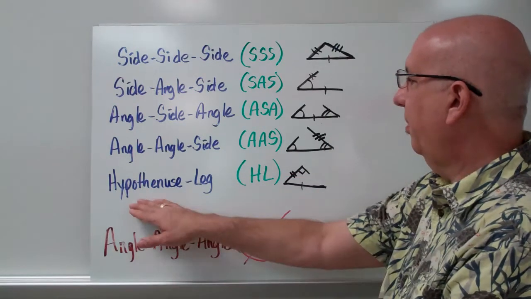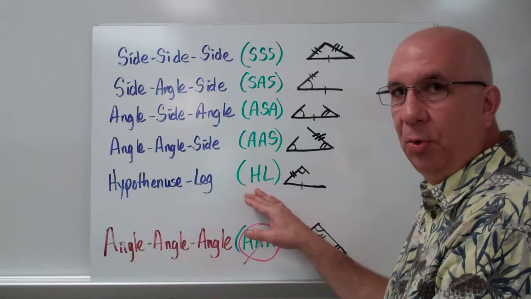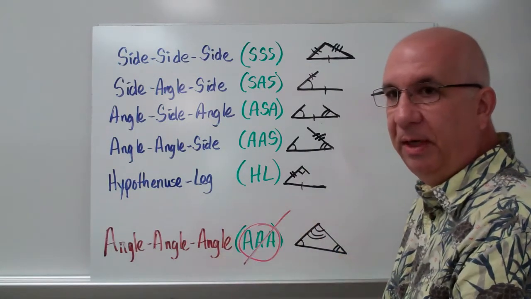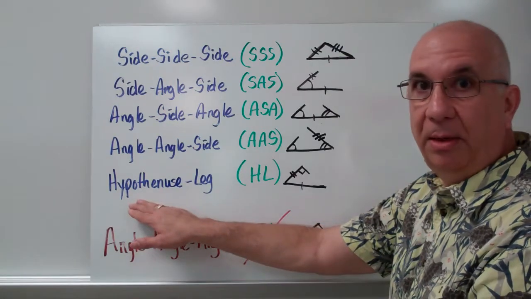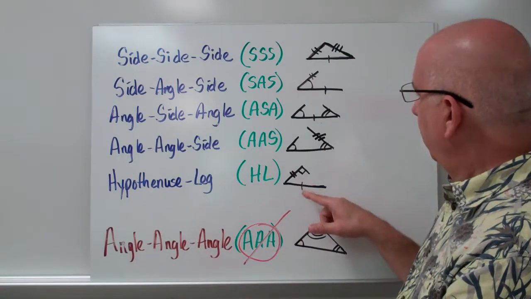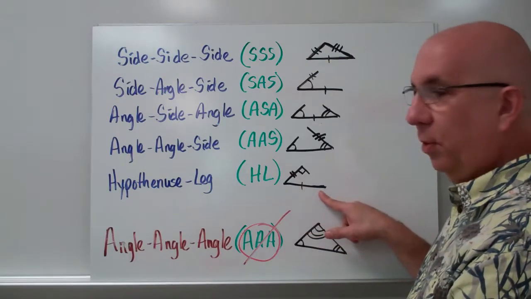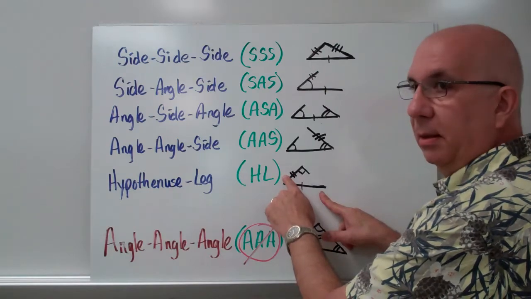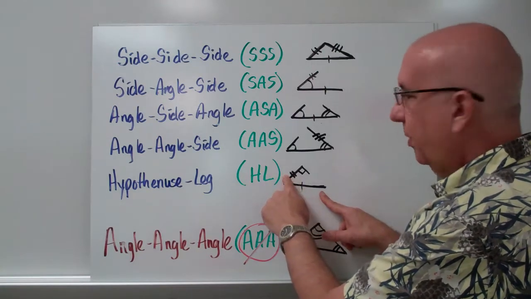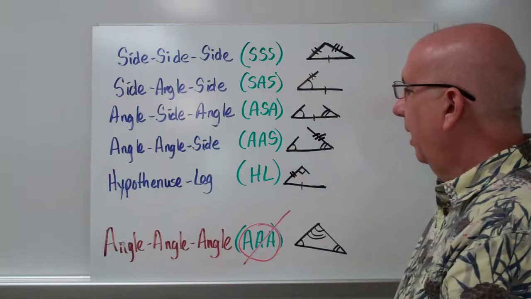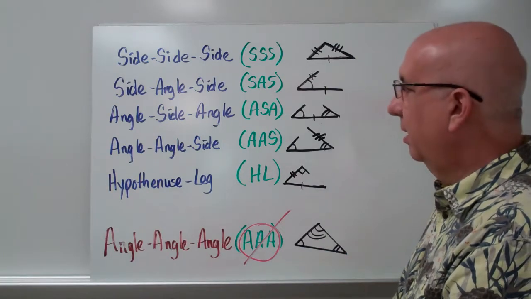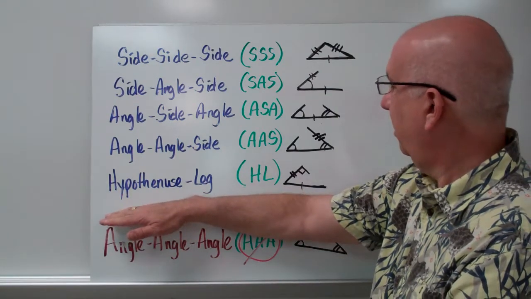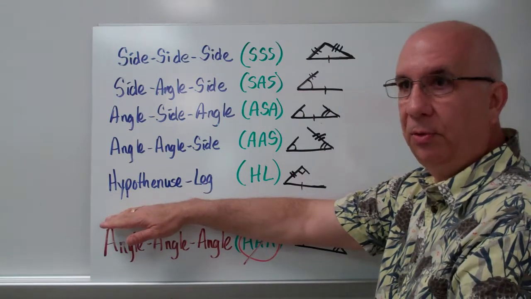Another one is hypotenuse leg, HL for short. Now for hypotenuse leg, you must have a right triangle. If you don't have a right triangle, then you can't have a hypotenuse. So if we know the hypotenuse of two right triangles, and one of the corresponding legs in each triangle is congruent, like here, then the two triangles are congruent because of hypotenuse leg. These are the 5 main theorems that you use for triangle congruence.